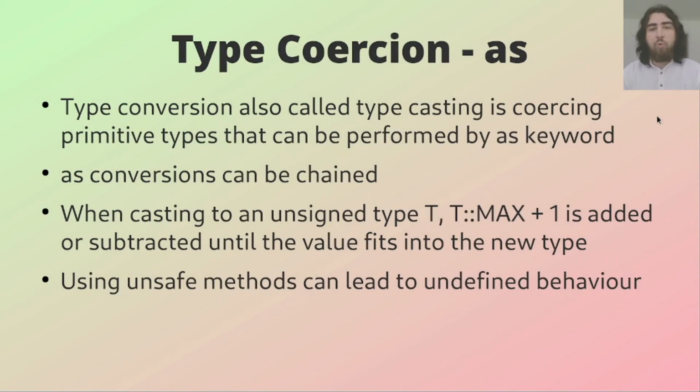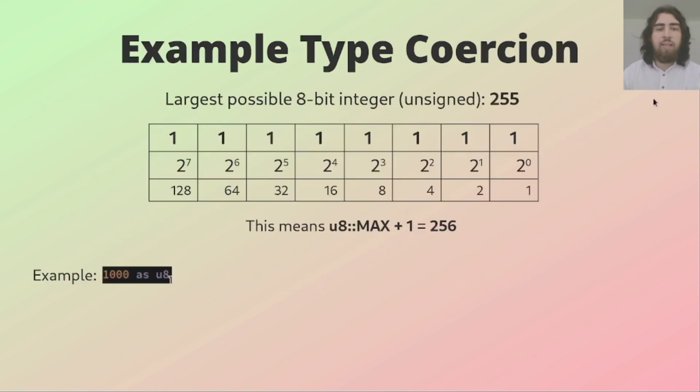Let's now look at type coercion, and we have already seen the as keyword, and this is mostly used for converting integers. So type conversion, also called typecasting, is coercing a primitive type that can be performed by the as keyword. As conversions can be chained, and when casting to an unsigned type T, for example, then T max plus 1 is added or subtracted until the value fits into the new type. And using unsafe methods can lead to undefined behavior. So let's see an example.